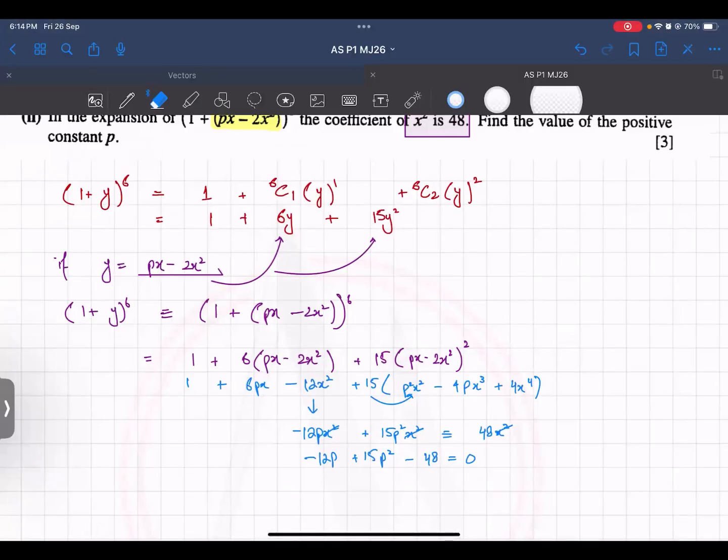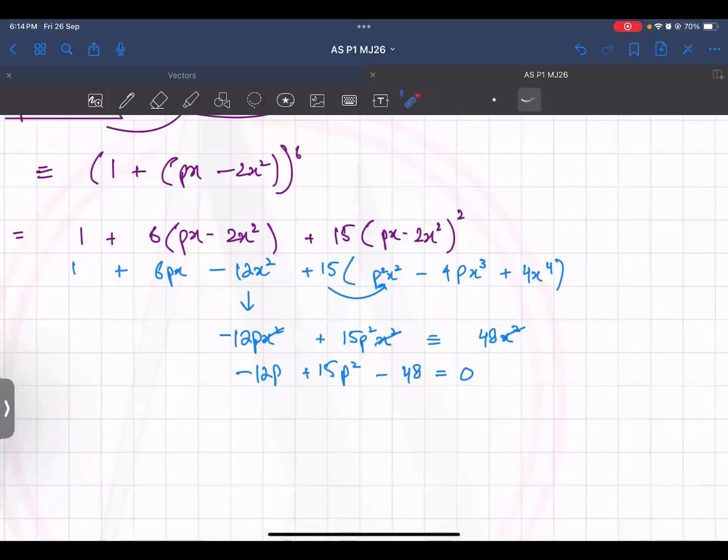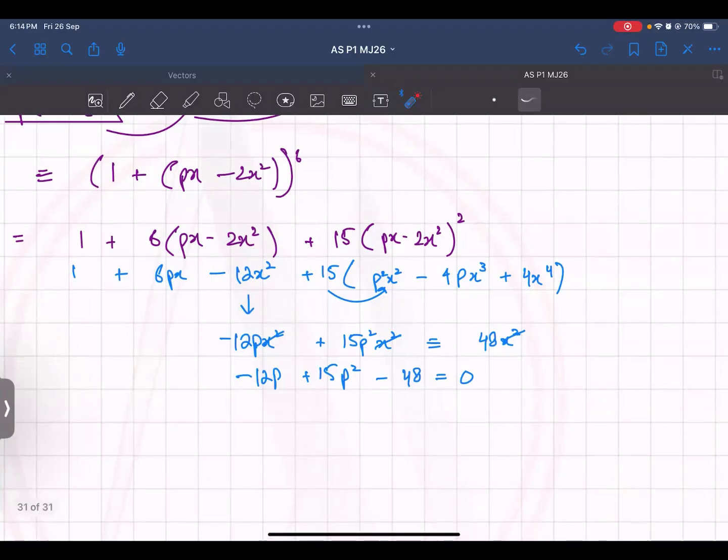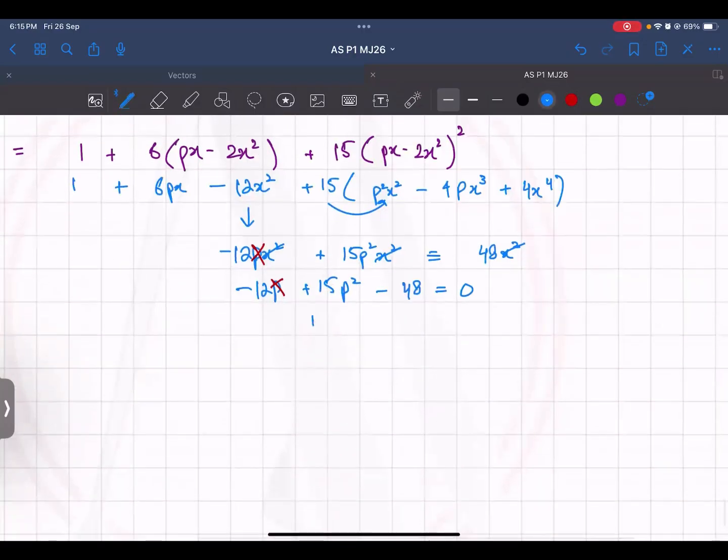So, silly mistake. Look, this is 12x square. And what have I written now? 12px square. Where did this p come from? Sorry, bro. It doesn't have p. So now if we solve it, 15p square minus 60 equals 0. And so your p comes out as 60 divided by 15, which is 4, and then p is plus or minus 2. And they only need the positive answer for p. So p is plus 2.